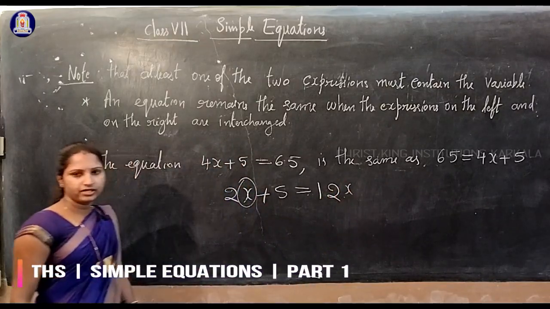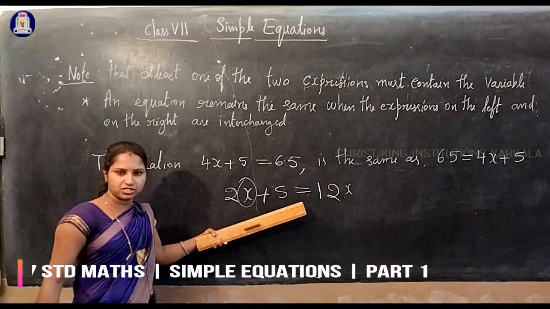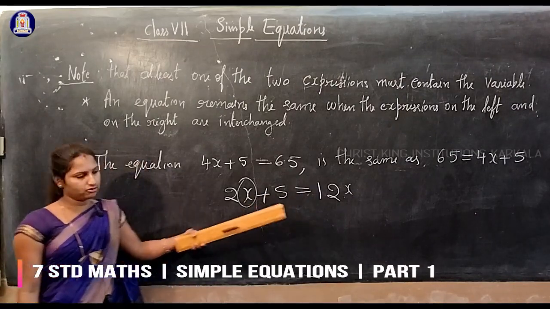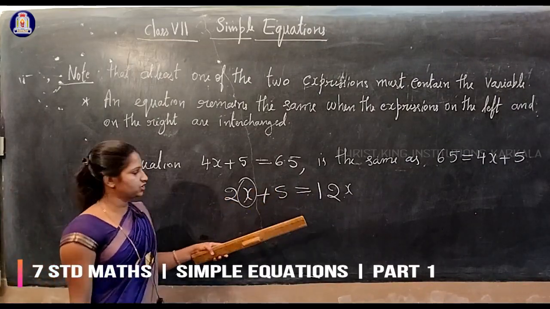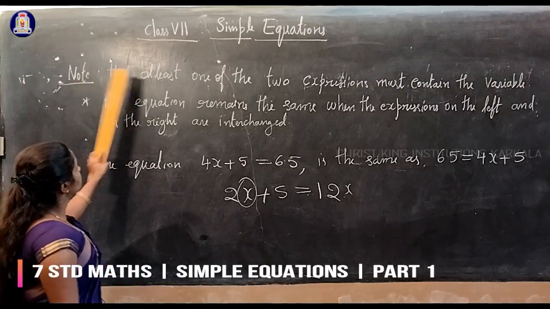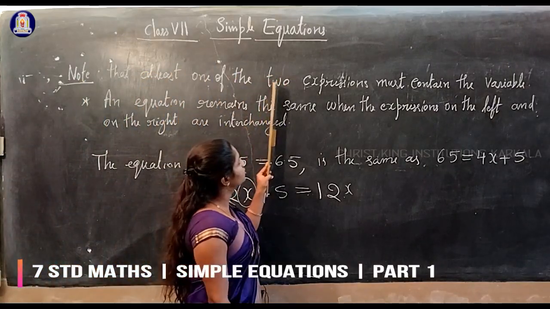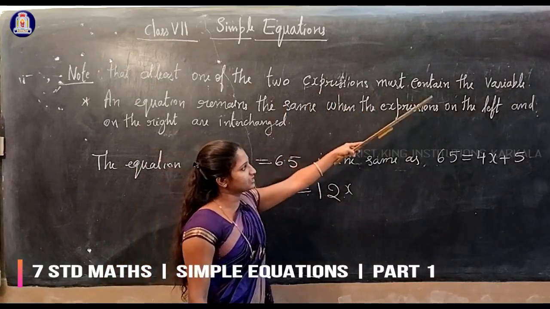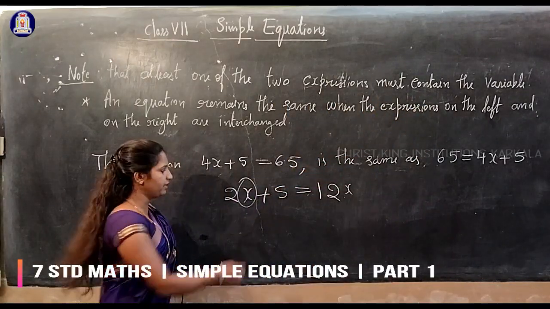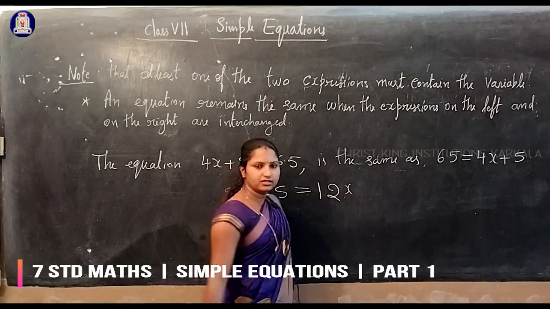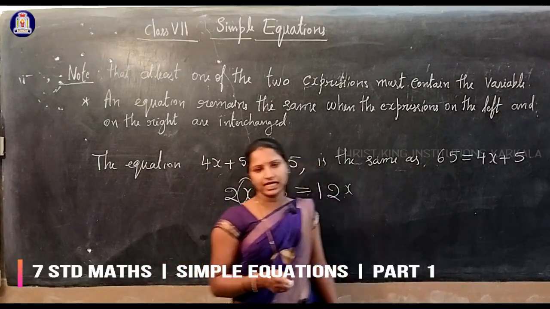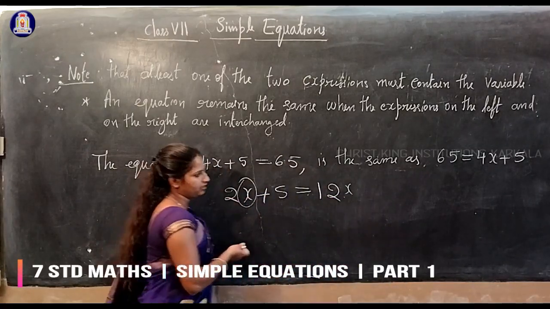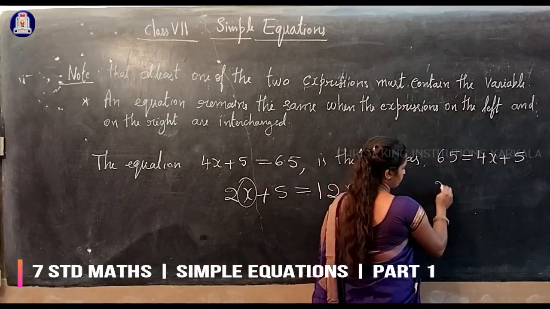So that is an example of a linear equation that you will learn in higher classes. So this is an equation, so at least one of the two expressions must contain the variable. It may be in the left hand side or it may be in the right hand side. It must contain one variable. Clear? At least one variable on any side.